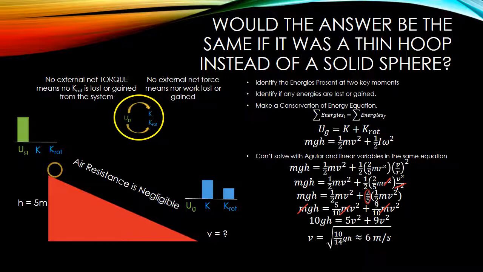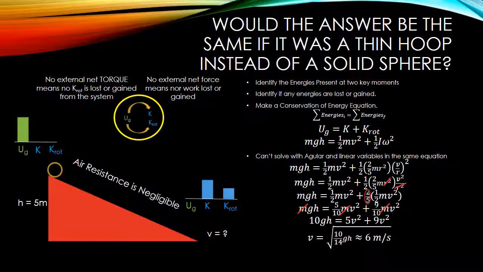Now, what if we did this exact same problem again, but this time we just changed the shape? So the total mass is the same, not that it matters anyways, because it cancels out. Everything is basically the same. The only difference is that now we have a thin hoop instead. What would change? Well, the whole process would be the same. I still have gravitational energy to start with, and translational kinetic and rotational kinetic in the end. The only difference is what I plug in for I.